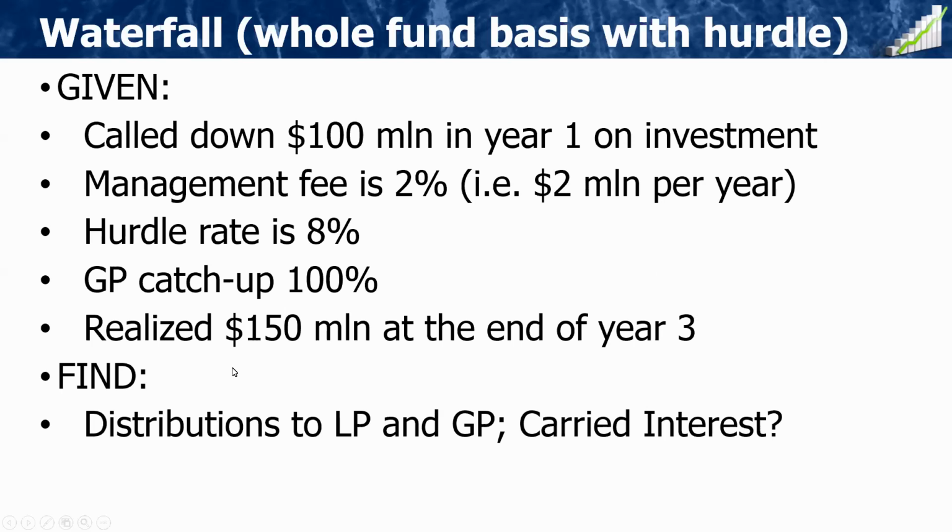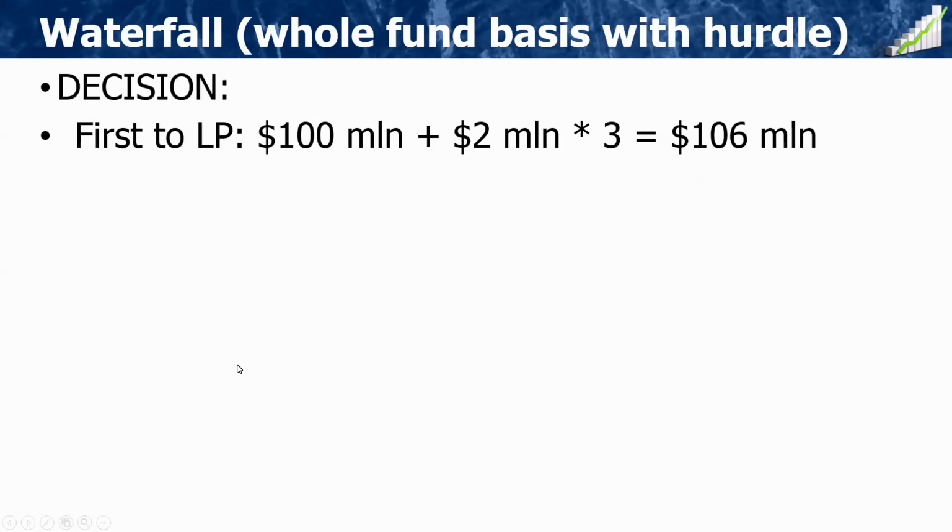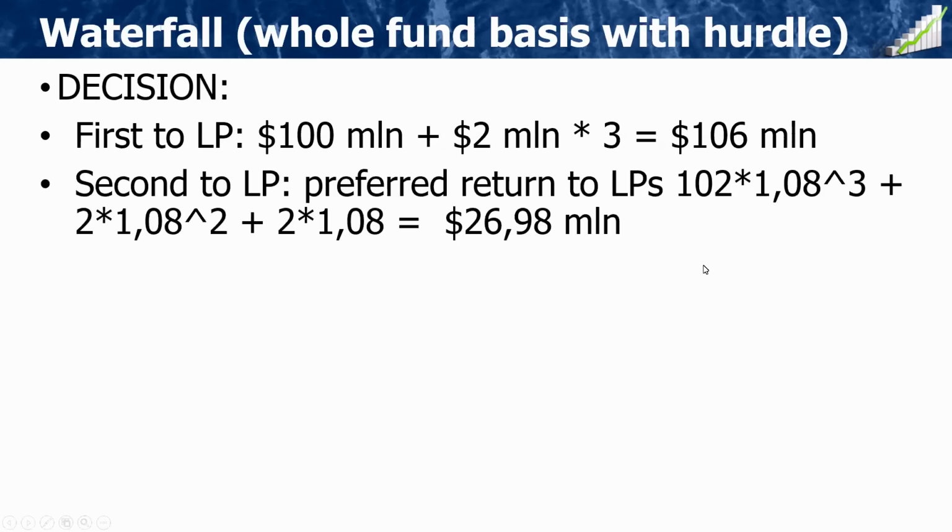The task is the same. Let's find that. So the first step is the same. 106 should go to limited partners, so to investors. That's the cost. And the second is trickier. You will have to calculate the preferred return on every investment. So in our case, we have 3 years of investments. So we should apply 8% IRR for 102, which is the cost plus the first year management fee.